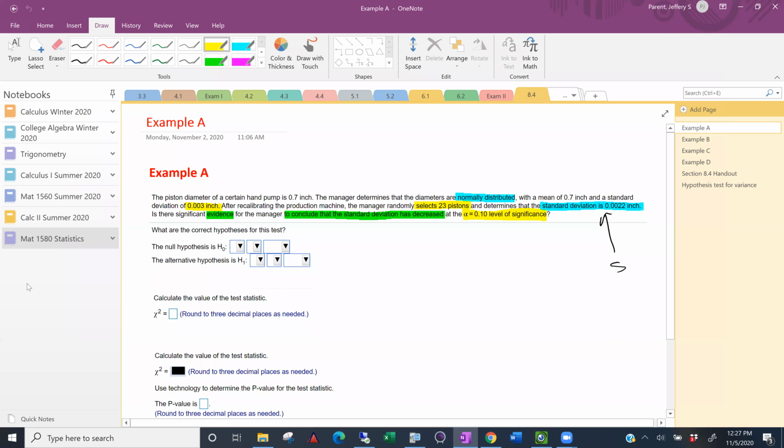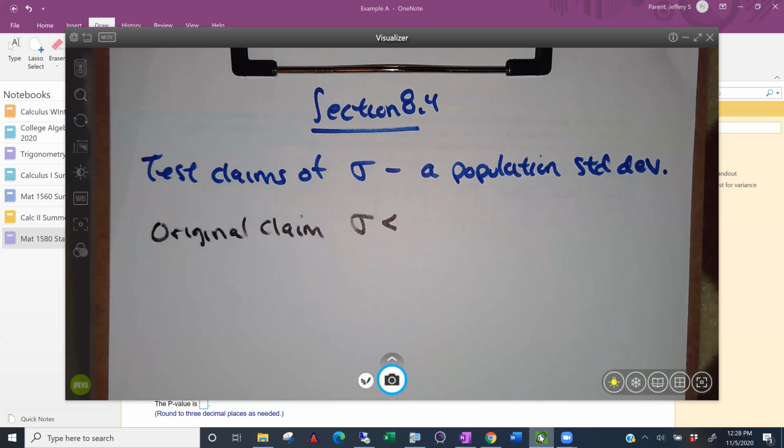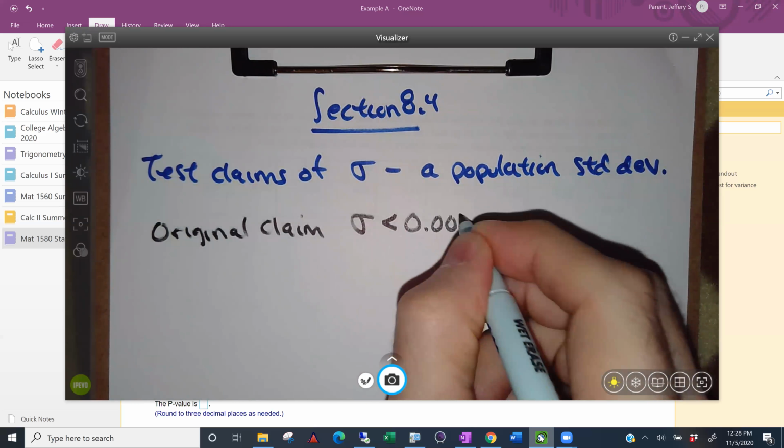What's it less than? Well, you've got two choices. There's 0.003 inch and there's 0.0022 inches. But I've noted for you here what that 0.0022 inches really is. That's the standard deviation from your sample. What we want to do is compare that to the old standard deviation, which is this one, 0.003 inches. So this original claim amounts to this, that sigma is less than 0.003 inches.